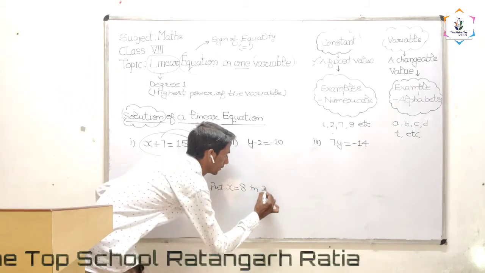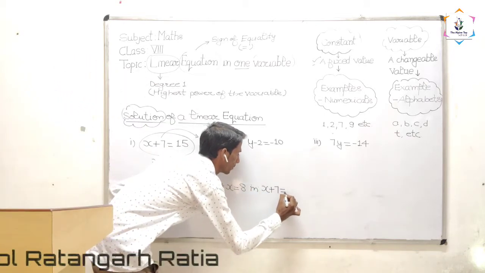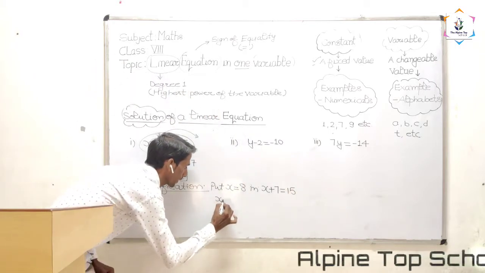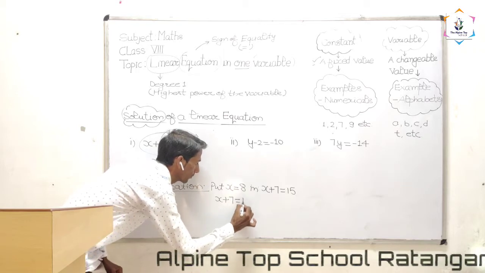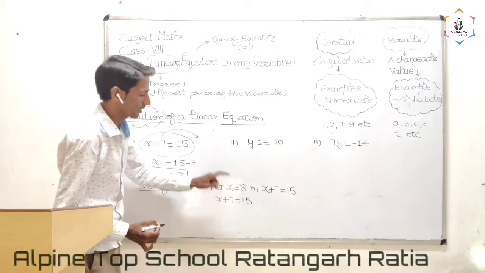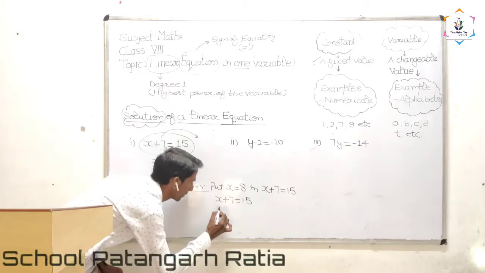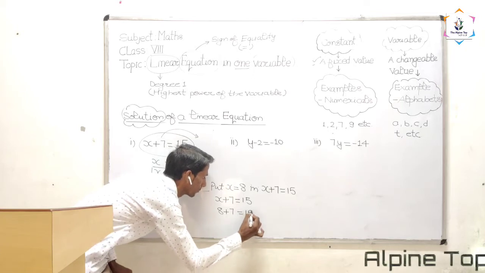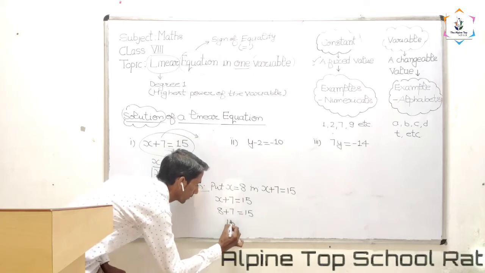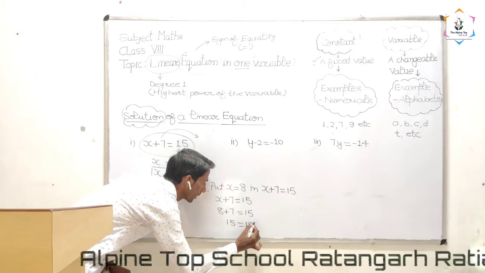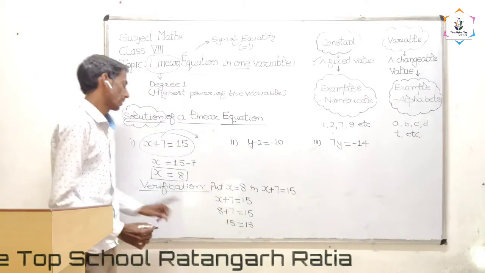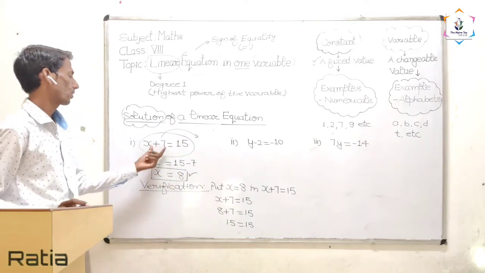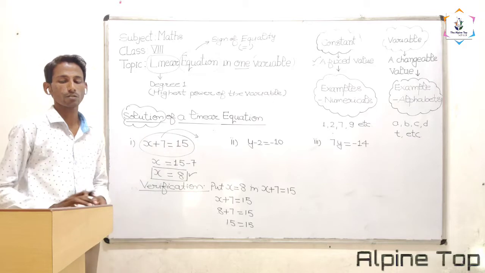x plus 7 is equal to 15. Now just see what will happen. The value of x here is 8. We have to put x equal to 8. Putting in 8 plus 7 equals 15. 8 plus 7 is 15, which is equal to 15. Left hand side is equal to right hand side. It means our answer is correct. x equal to 8 is a solution of this particular linear equation.